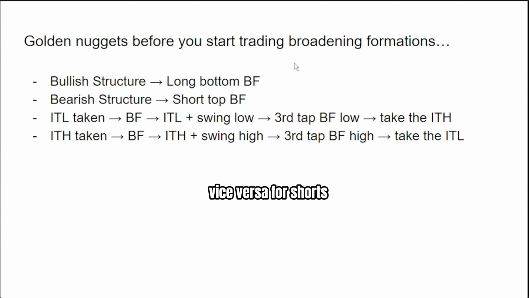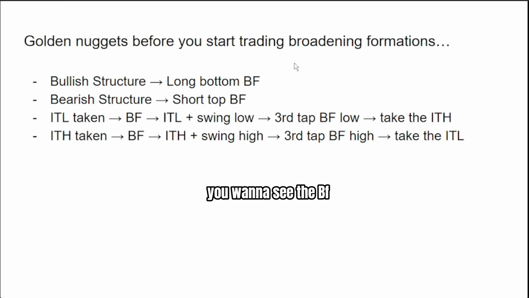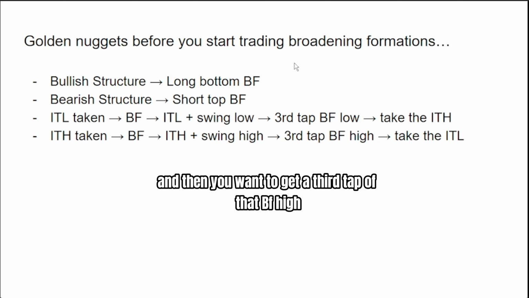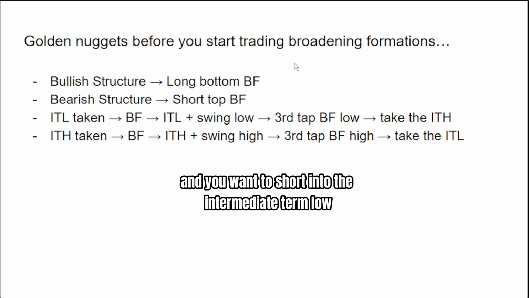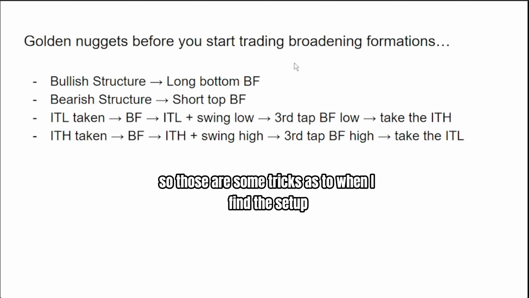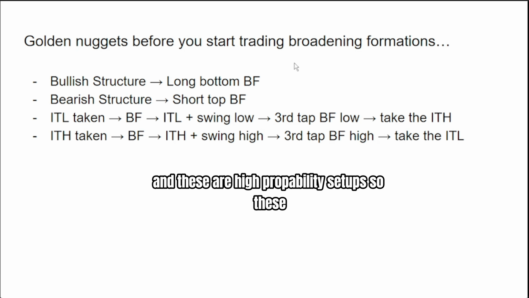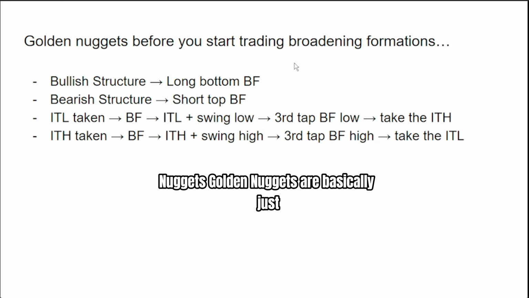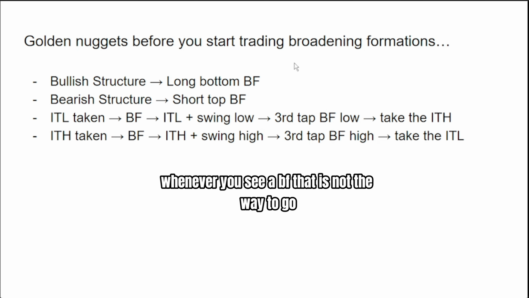Vice versa for shorts. You want to see intermediate term highs taken. You want to see the BF. You want to draw it from the intermediate term high to the swing high, and then you want to get a third tap of that BF high, and you want to short into the intermediate term low. So those are some tricks as to when I find the setup especially useful. And these are higher probability setups. So these golden nuggets are basically just some ideas as to how you would implement these and when you would use them in structure. So you don't just blindly long and short whenever you see a BF. That is not the way to go.